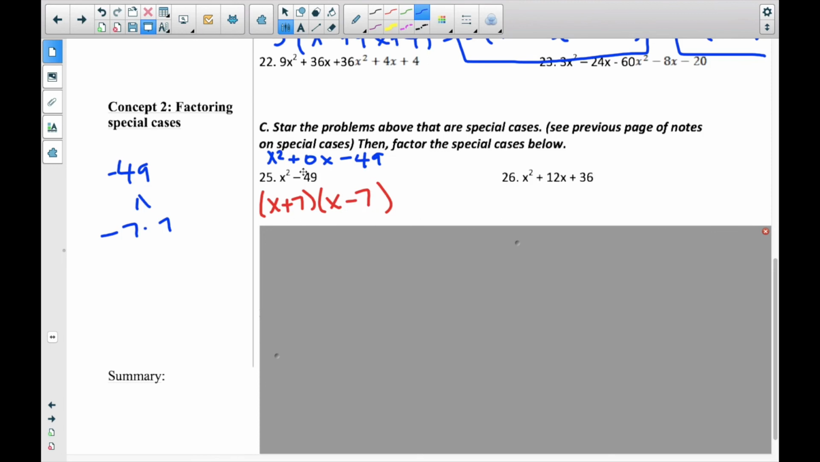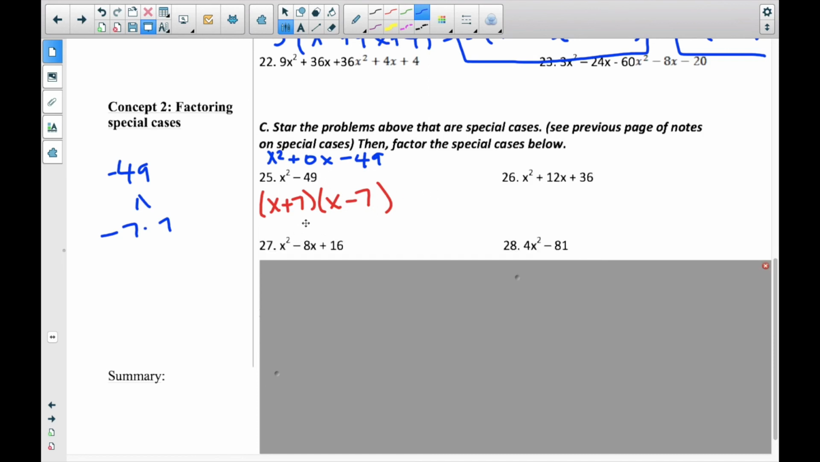That is one kind of special case. Do you remember what this is called? We have a square minus a square. That's called a difference of squares. Okay, number 27 is not a difference of squares. It's a little bit different. It'll turn out to be kind of a special case, and you'll see why.